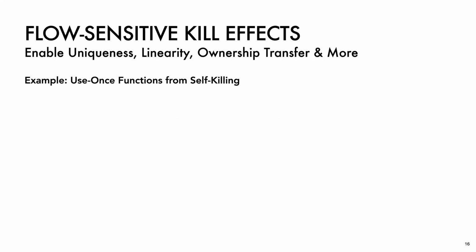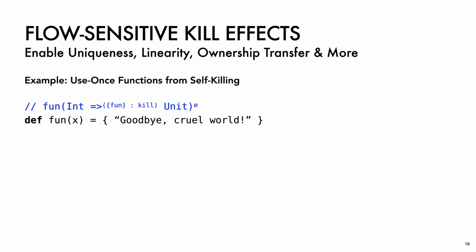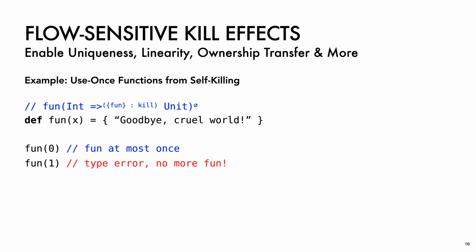But the real killer feature, pun intended, are flow-sensitive kill effects that selectively disable control flow paths. And this is the key to enable linearity and ownership transfer and other phenomena. For example, we have here self-killing functions that, in combination with our self-qualifiers, can enforce that a function can be called at most once, which is pretty useful for use-once capabilities or linear one-shot continuations, for example.